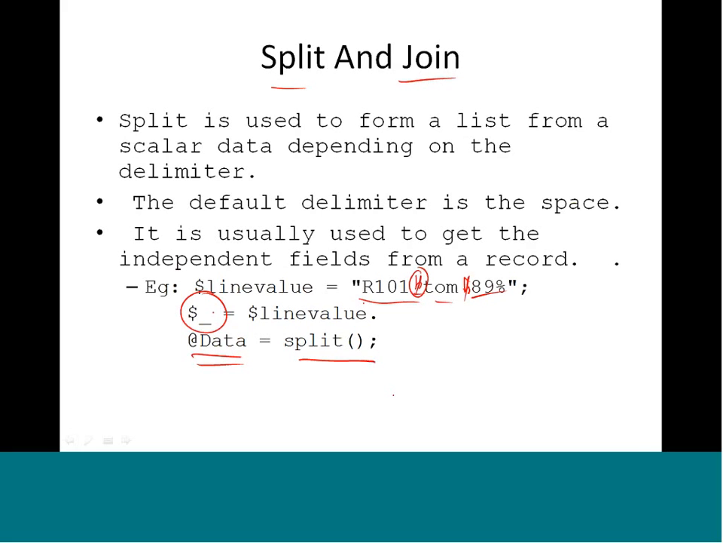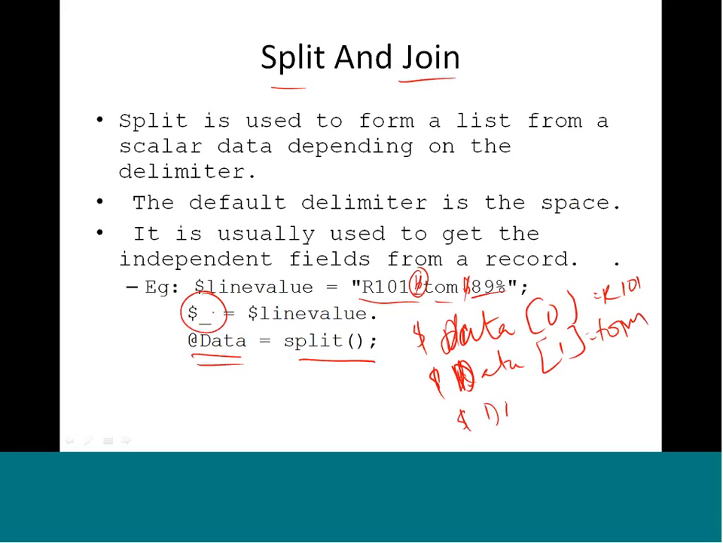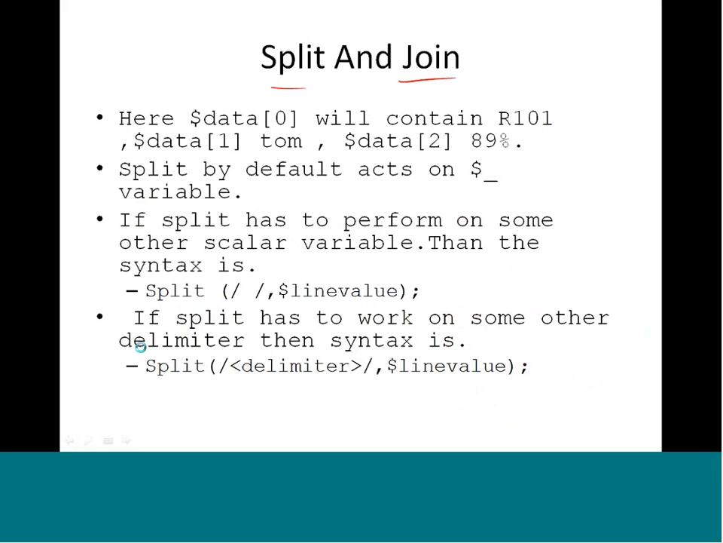So the resulting value is an array, with $data[0] equal to R101, $data[1] equal to Tom, and $data[2] equal to 89%. So the default delimiter is a space, and the default array is $_. Here the dollar should be uppercase. So the data 0 will have R101, data 1 will have Tom, and data 2 will have 89%.